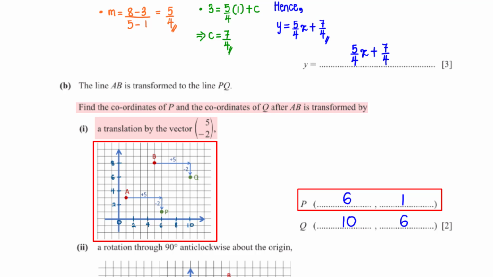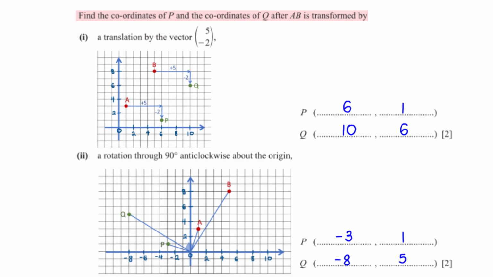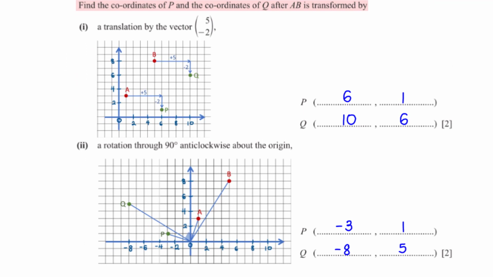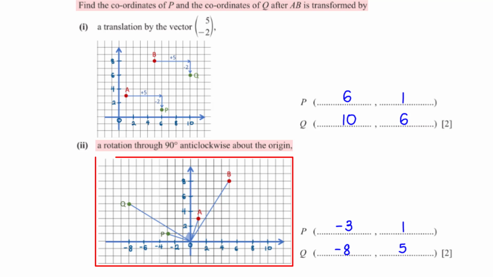And when we move point B, we get the coordinates of Q as 10, 6. Find the coordinates of P and Q after AB is transformed by a rotation through 90 degrees anticlockwise about the origin. For this transformation, we draw a line from each of the points A and B to the center of rotation. Then we measure and mark 90 degrees in the anticlockwise direction from these lines. The new positions will be pinned such that their distance from the origin is the same as the distance from the origin to their initial positions.